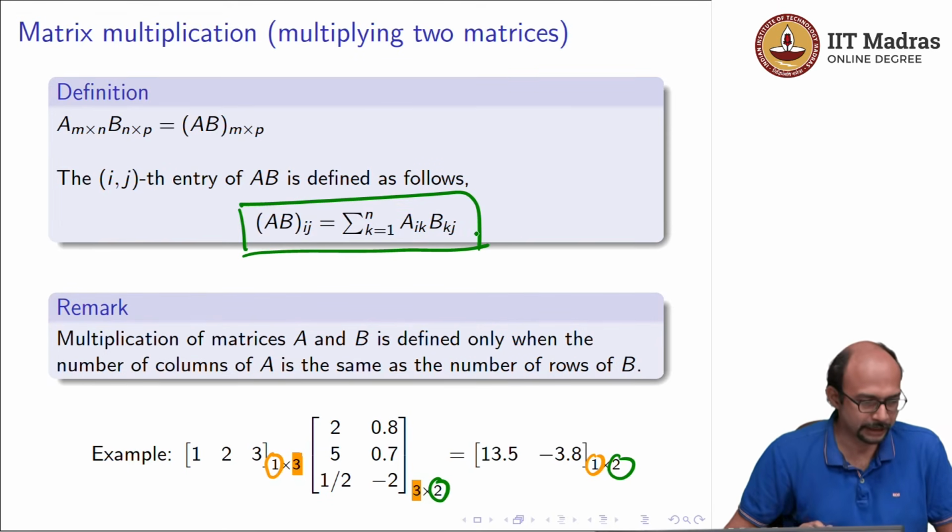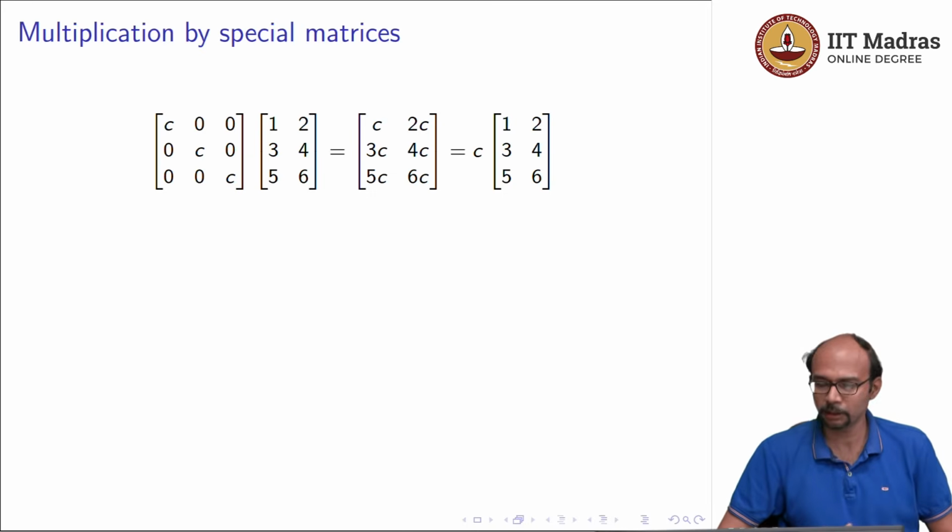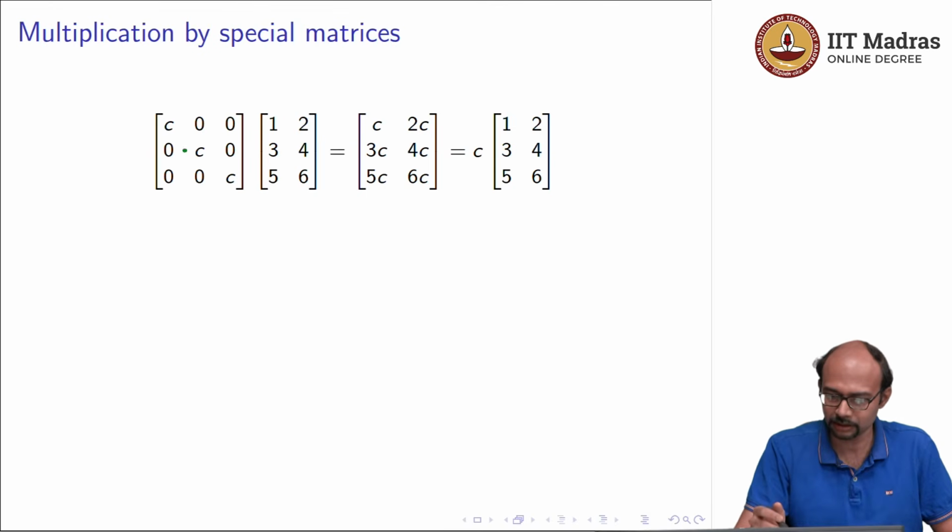Okay, so that's matrix multiplication. Let's look at a few special cases of matrix multiplication. Remember that we had scalar matrices. Scalar matrices were diagonal matrices in which all the diagonal terms were equal. So they look like the matrix on the left, C 0 0, 0 C 0, 0 0 C. Let's do this multiplication.